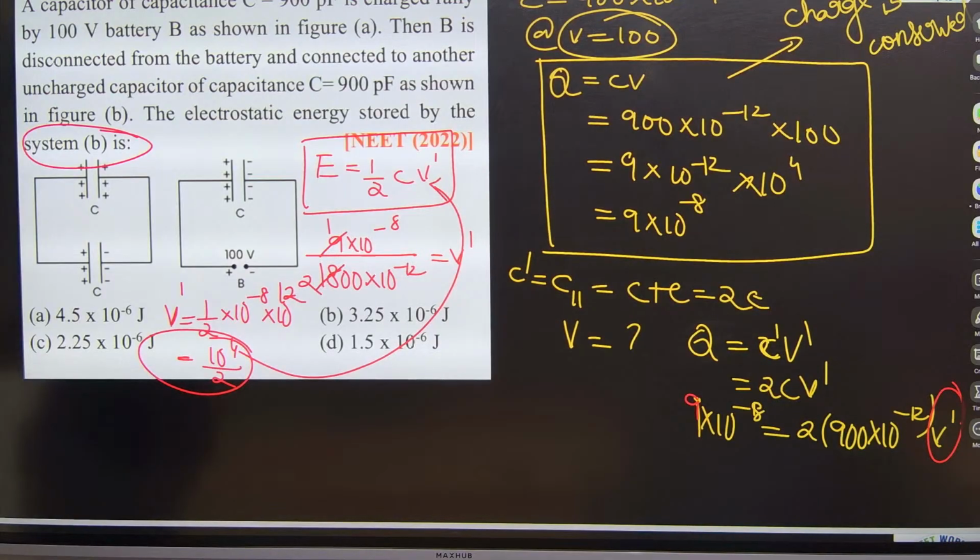Is it visible? The question is fully visible, right? Let me arrange it. Wait.